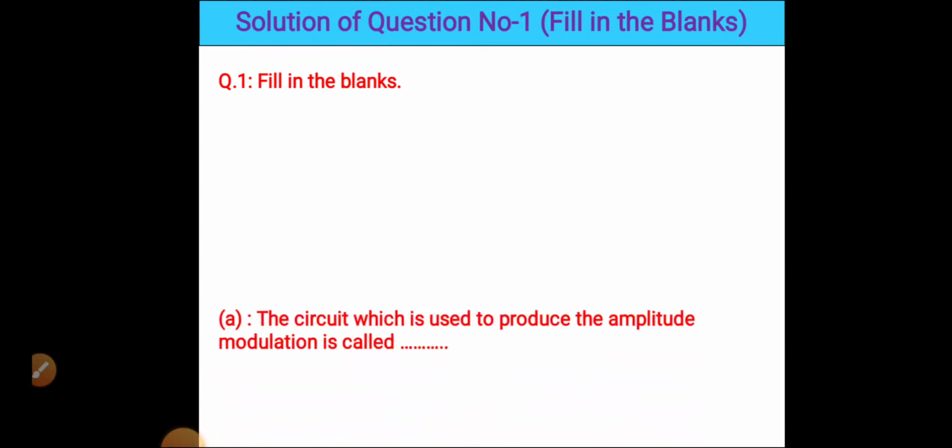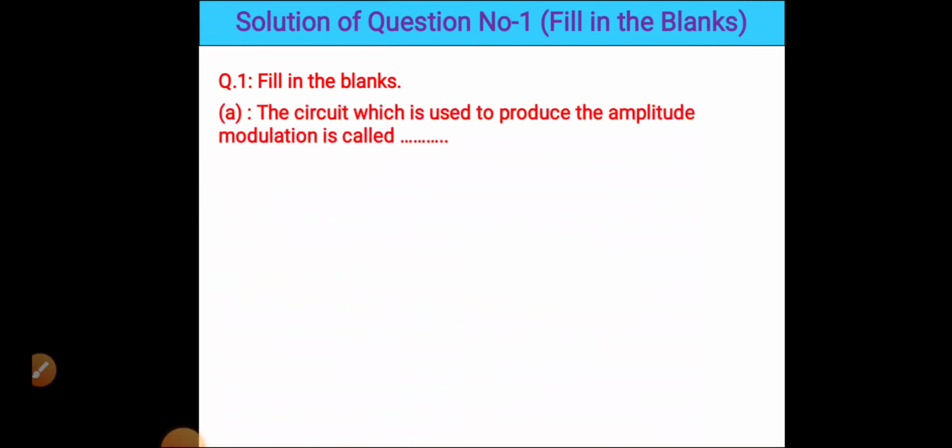Next, solution of question number 1. First question, fill in the blanks. The circuit which is used to produce the amplitude modulation is called dash. The circuit which is used to produce the amplitude modulation is called modulator.